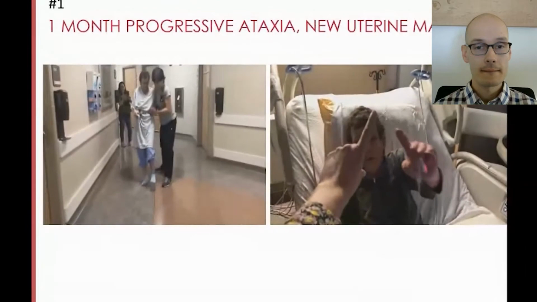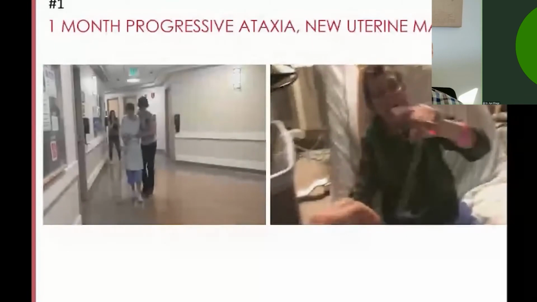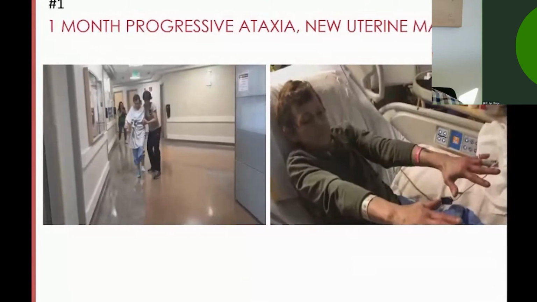So this is a female with 1 month of progressive ataxia and a newly discovered uterine mass. Many years ago, she had breast cancer, which was determined to be in remission. But now she presented with 1 month of progressive ataxia, and the uterine mass was found.